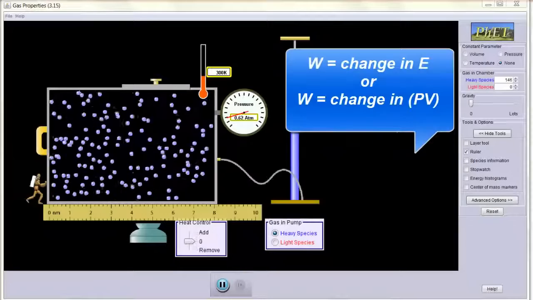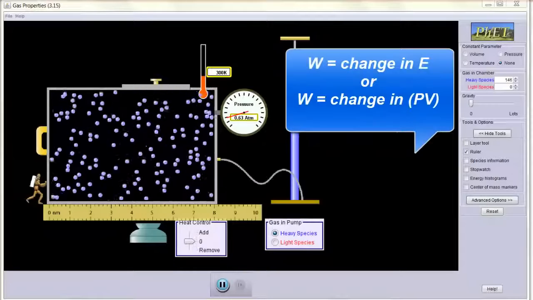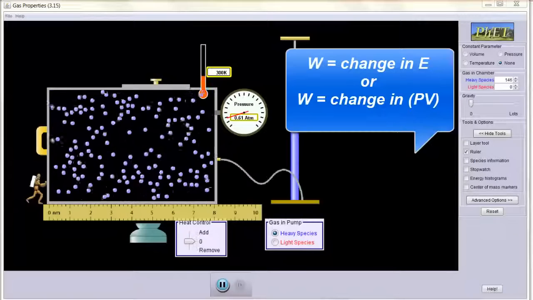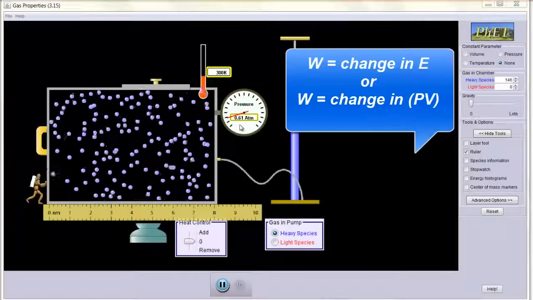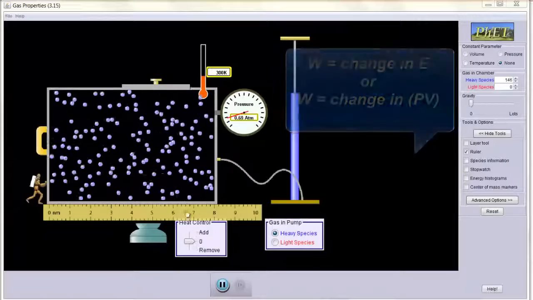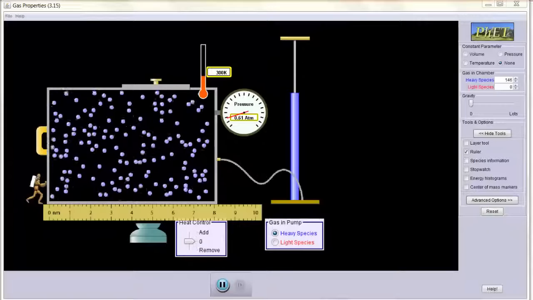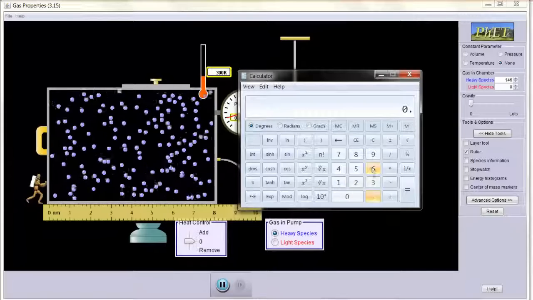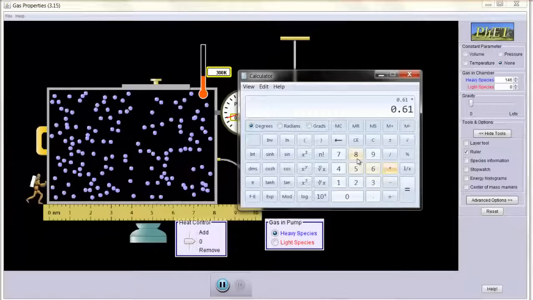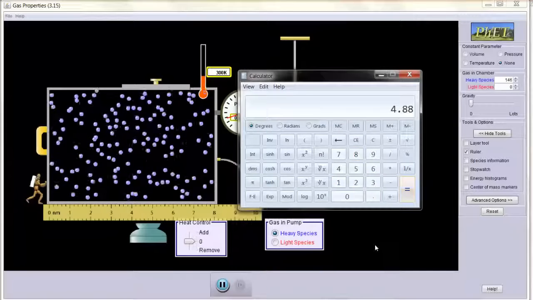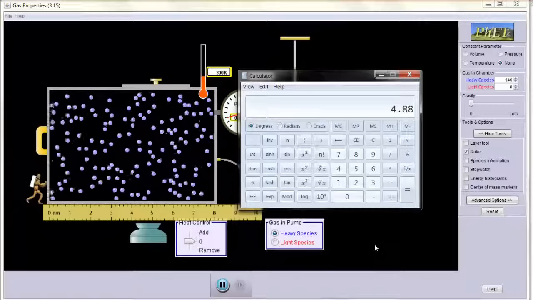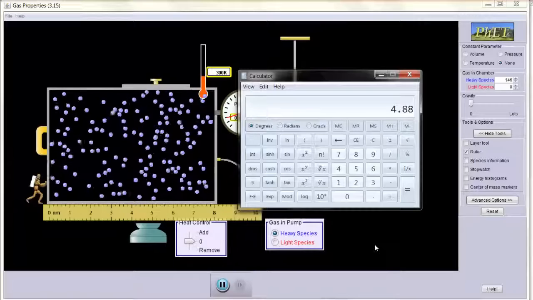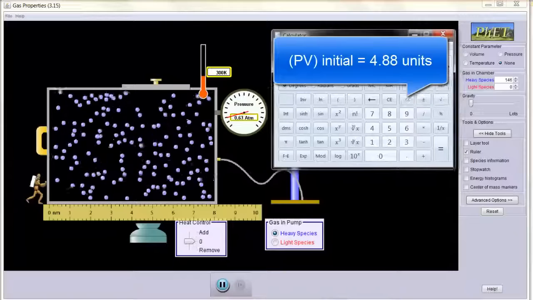If you recall, work is change in energy, and energy in a gas can be represented by pressure times volume. So my initial pressure times volume reading is about 0.61 times 8 centimeters. If I grab a calculator and work that out, 0.61 times 8 is 4.88. Now we can't say joules, remember, because we're not actually measuring a true volume there, but 4.88 is my initial reading. So let's tuck that away for a second.